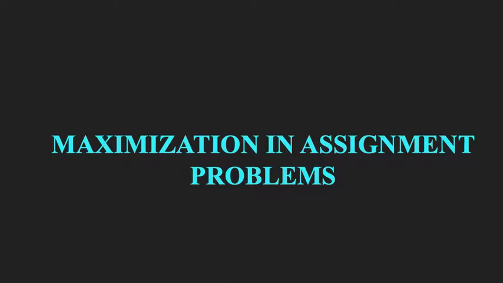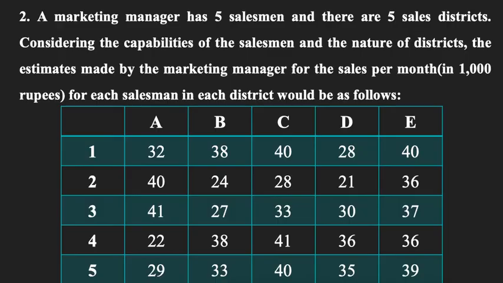Today, my dear students, I am going to again take up one more problem on maximization in assignment problems. So here is the problem. A marketing manager has two salesmen and there are five sales districts. Considering the capabilities of the salesmen and the nature of districts, the estimates made by the marketing manager for the sales per month in 1000 rupees for each salesman in each district would be as follows.